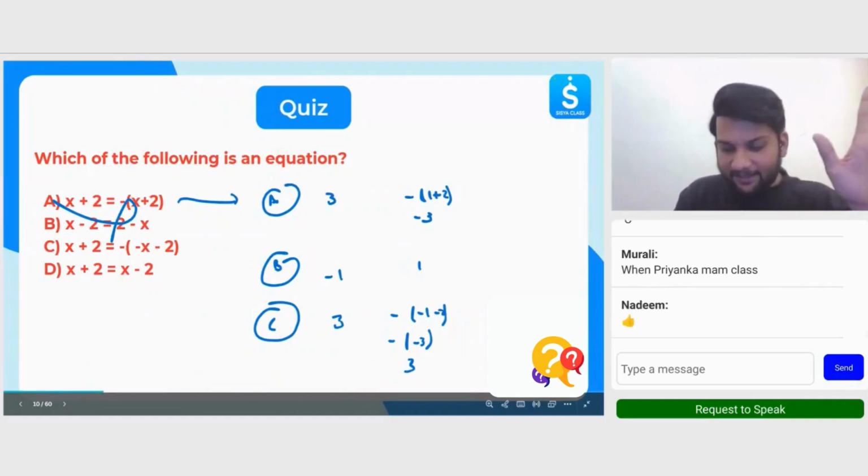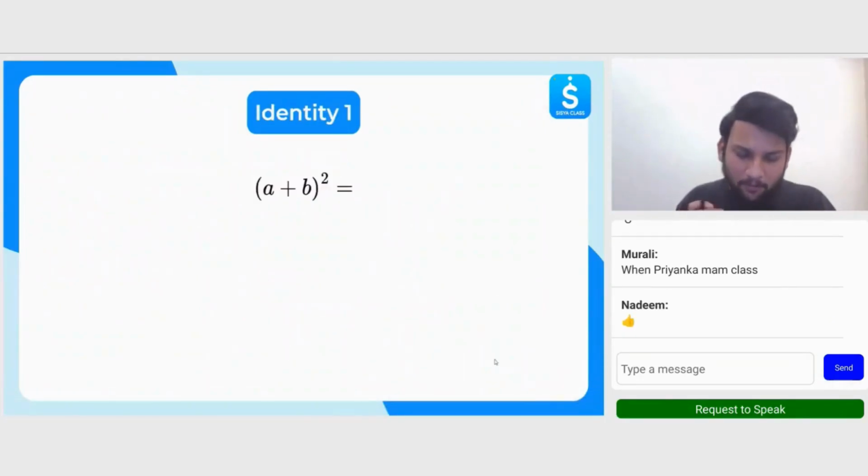Is it clear? Great. Amazing. Now, identity 1. Identity 1. Now, you must have heard this. This is the most famous identity, if I must say, in the entire mathematics. That is, a plus b whole square is equals to what?